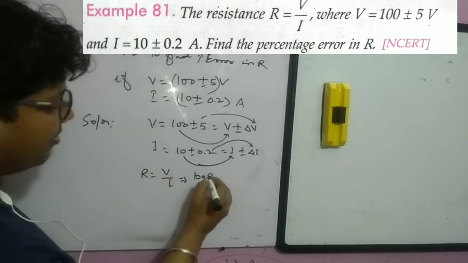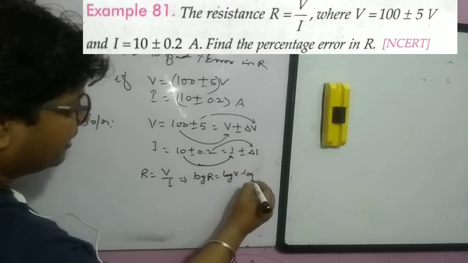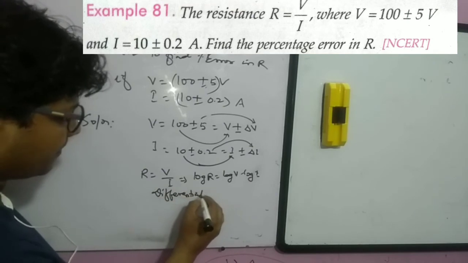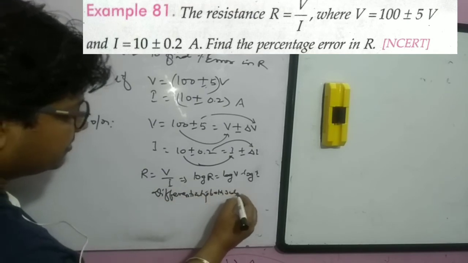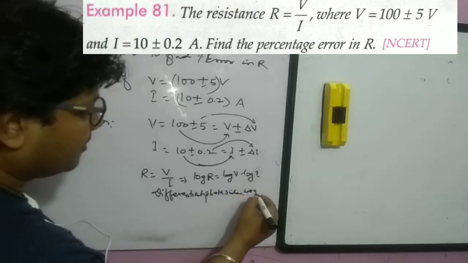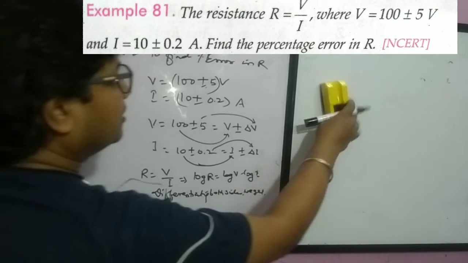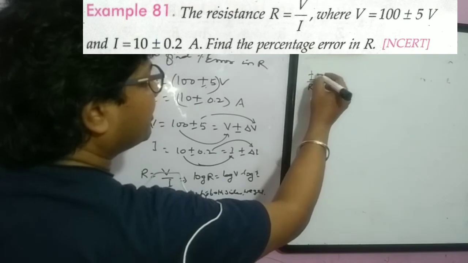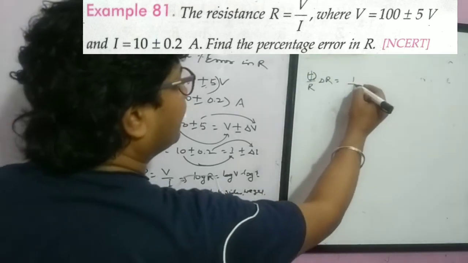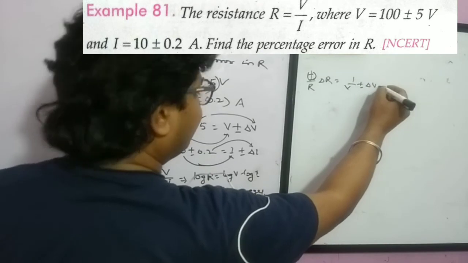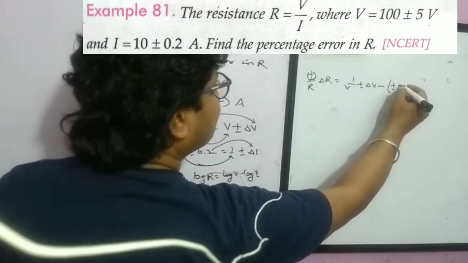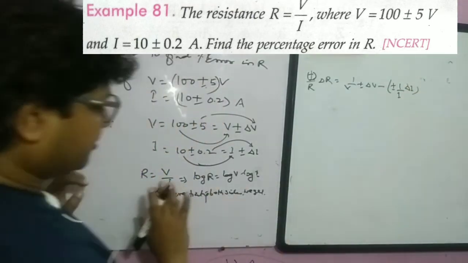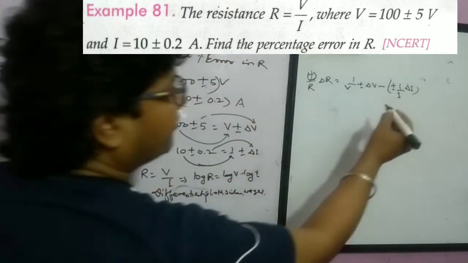So we can write log R is equal to log V minus log I. Differentiating both sides, what do we get? 1/R δR, this is ± δR, will be equal to 1/V (± δV) minus (± 1/I) δI. If we differentiate both sides, we get this, right?